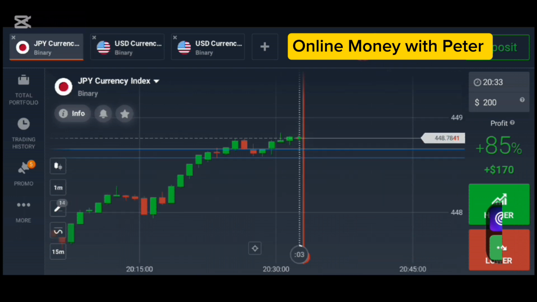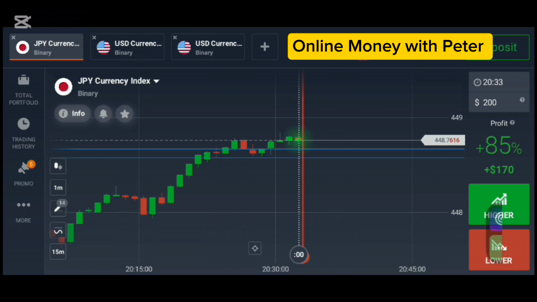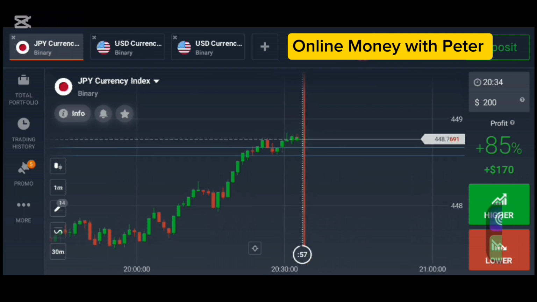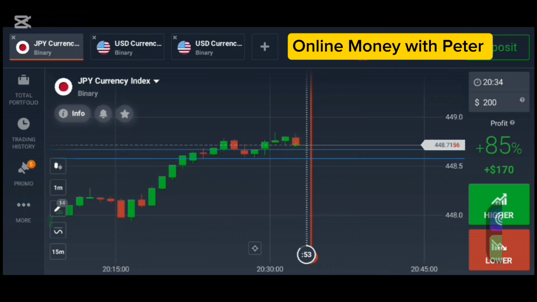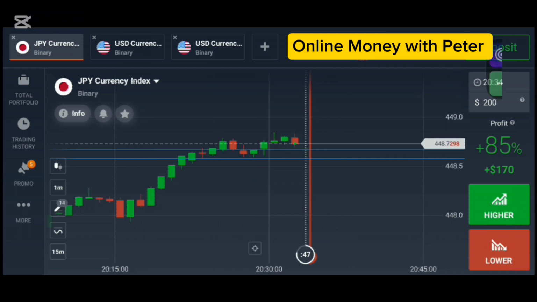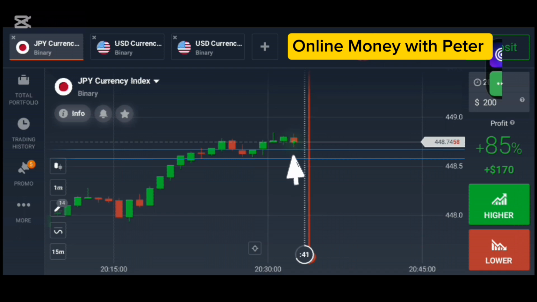Let me check the JPY currency pair so you can see what's happening here. It's ranging around this zone, but it's going to go up. But let's see what happens here. Okay, it's getting a rejection from this point, so I think it's a buy trade. If it comes back to this support, I will place a buy trade.